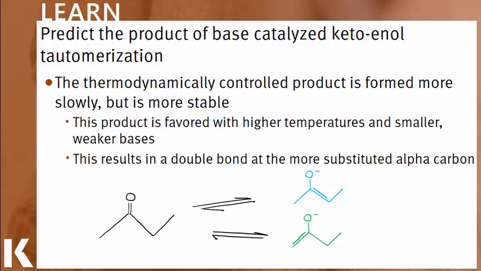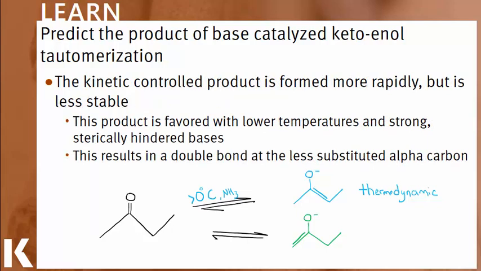The thermodynamic product results in a double bond at the more substituted carbon, so this enolate is the thermodynamic product. The double bond at the more substituted carbon allows for the negative charge to be better distributed, leading to a more stable enolate. Temperature is the primary factor in determining the product, and the thermodynamic product is favored in high temperature conditions. Of course, this will vary by molecule, but anything greater than 0 degrees Celsius will form the top product. Additionally, smaller, weaker bases, like ammonia, will favor the more substituted carbon.